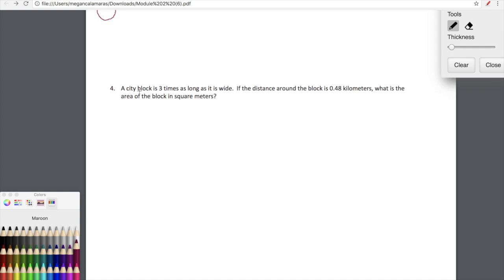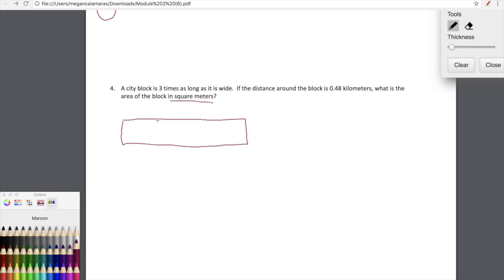A city block is 3 times as long as it is wide. If the distance around the block is 0.48 kilometers, what is the area of the block in square meters? Oh, this is an awesome problem. Okay, so let's create a visual so that we can wrap our heads around exactly what we're given in this problem, and then we can start thinking about how to move forward.